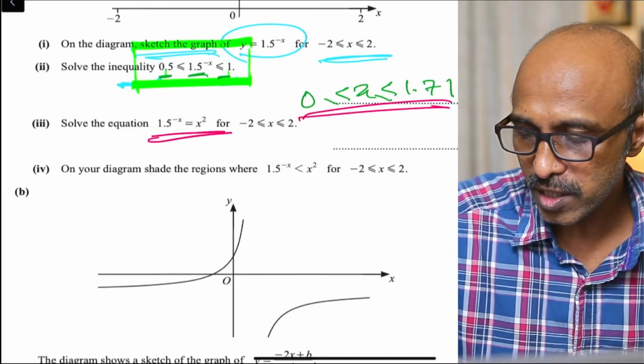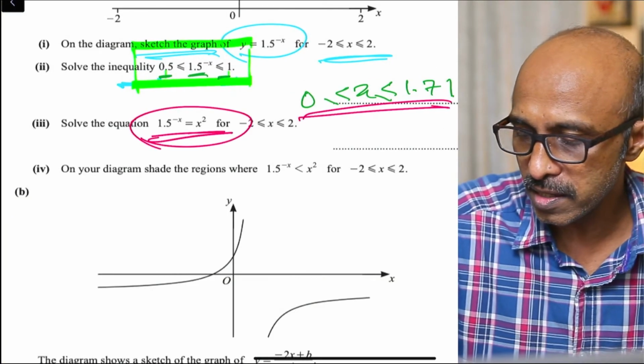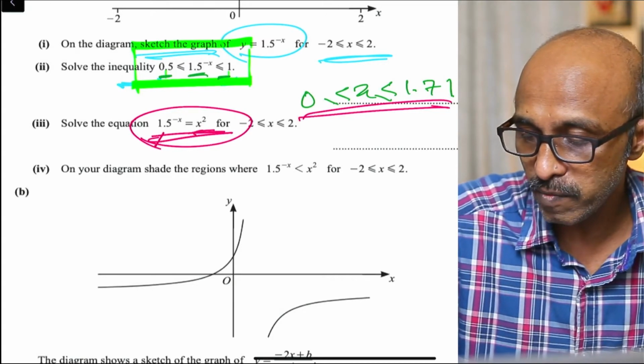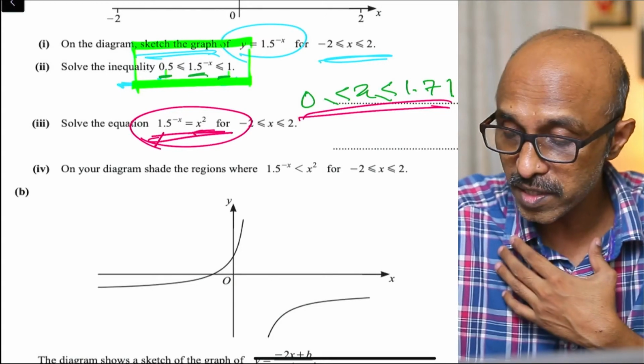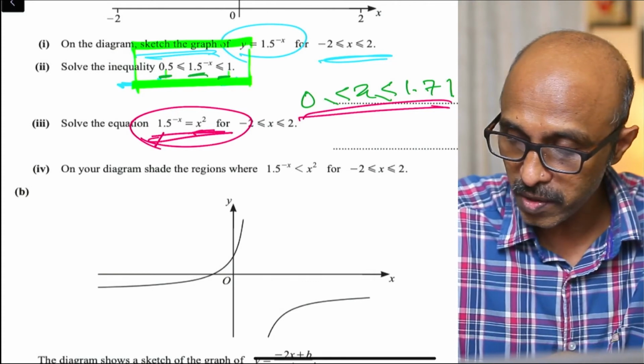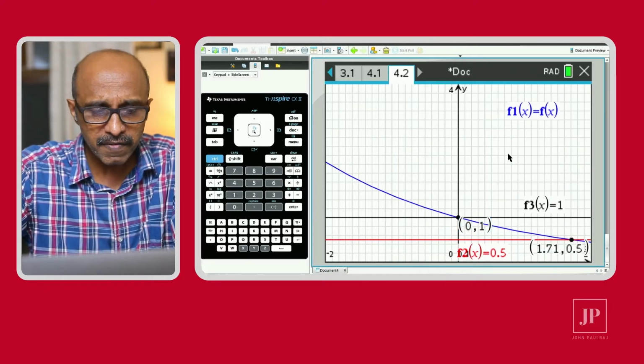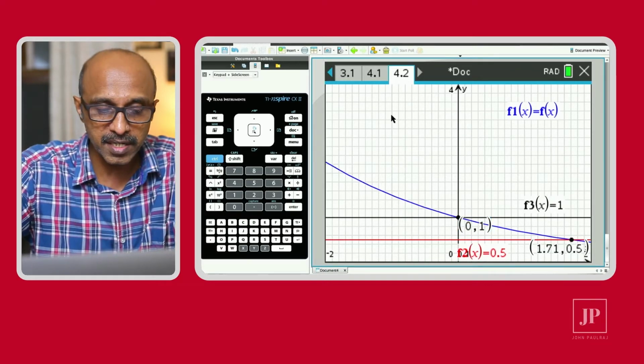The next question is about solving the equation. That's our f, and that's another function, x squared, and we want to find where they're equal. Again, points of intersection. So let's get back to our calculator and do this quickly. You can even enter the function directly onto the graph page, as I said before.